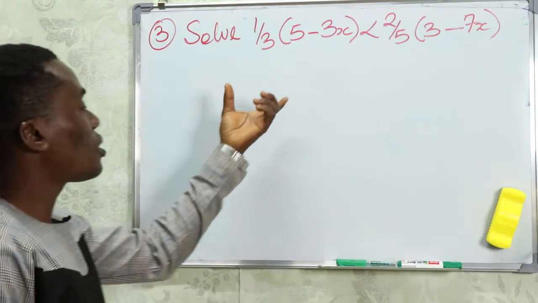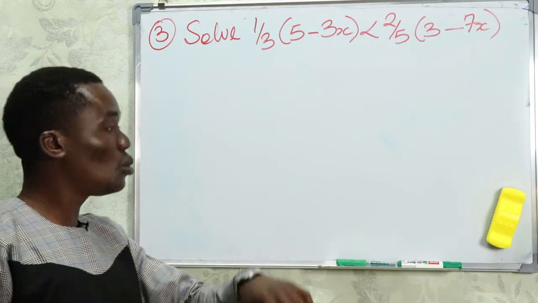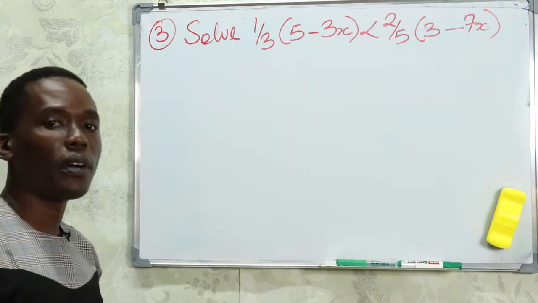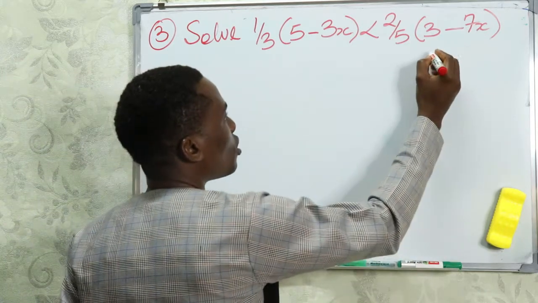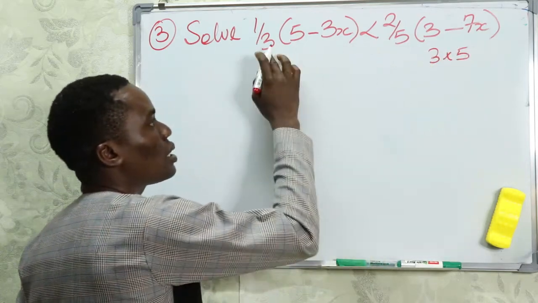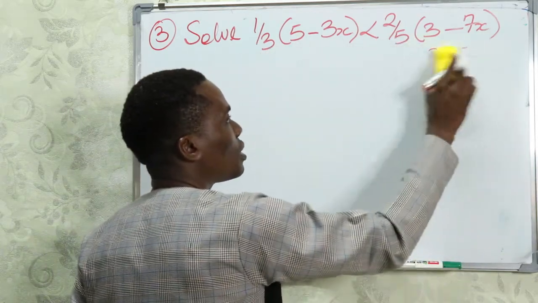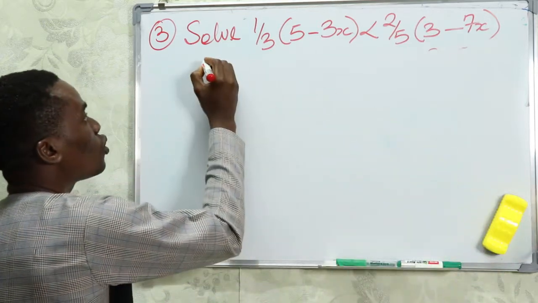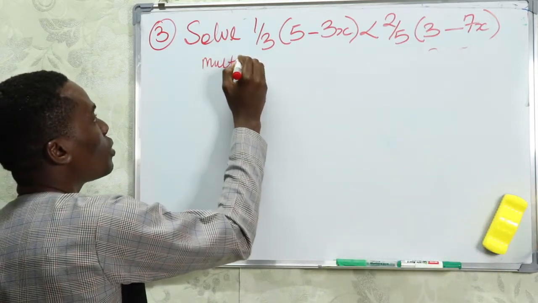So when given a question like this, the first thing you need to do is to clear the fraction. And to clear the fraction, you come to see that we have one common base fraction, that is 3 times 5. That will be 15. So the first thing we'll do is to multiply both sides by what?